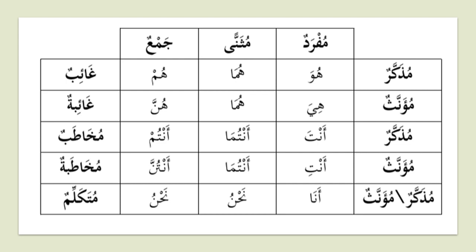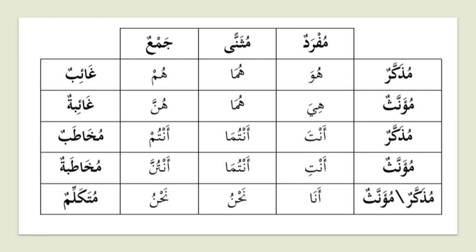Then we'll do the feminine of second person. One woman, you'll say anti. For two, we'll repeat again, antuma. And for three or more, second person will say antunna. So if you've noticed here, there are 6 ways of saying you in Arabic: anta, antuma, antum, anti, antuma, antunna. That's the 6 ways of saying you.